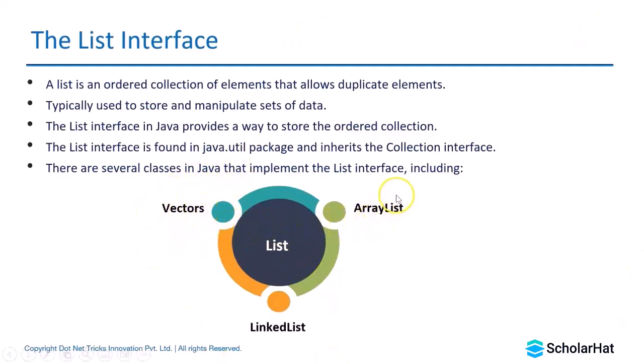But ArrayList directly implements the List interface. One difference is there, Vector is synchronized. It means only one thread at a time can access the code of Vector.